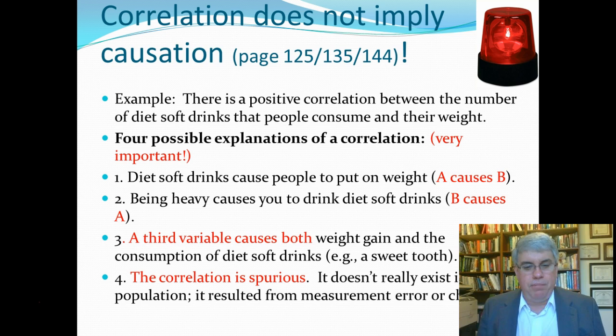And then the fourth interpretation is that the correlation is spurious. That means it doesn't really exist in the population, and it just resulted from measurement error or chance. If we were to do another sample, we'd get another correlation. It might be a negative correlation. So anytime that we have a correlation, we cannot say A causes B or B causes A. We have to say that maybe A causes B or maybe B causes A. Maybe a third variable causes them both, or maybe the correlation is spurious.